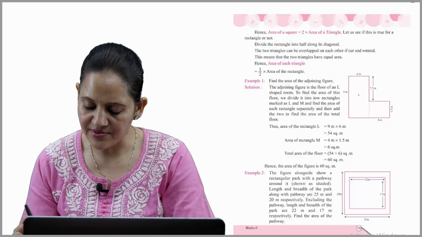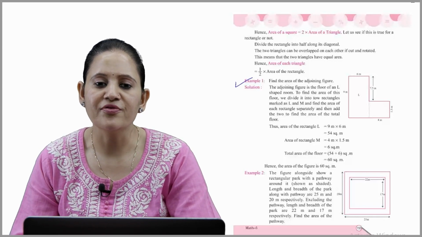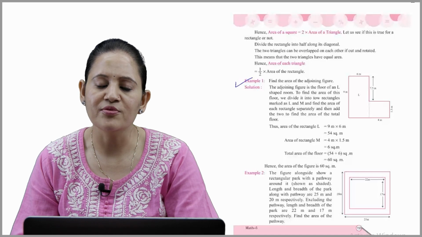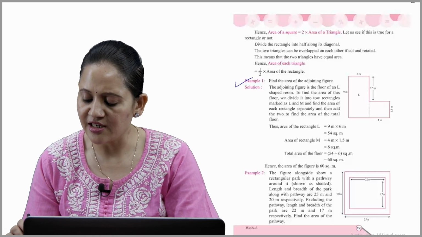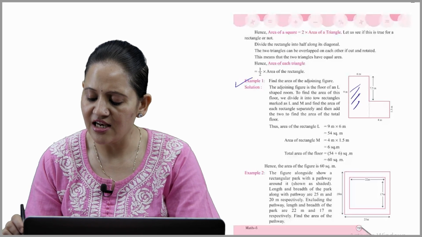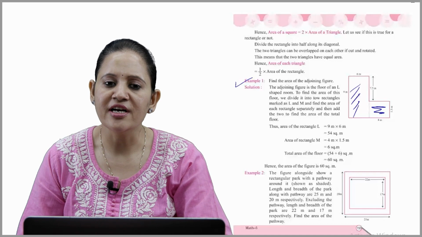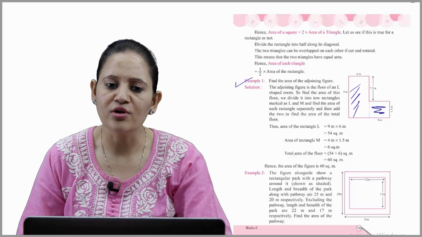Next we'll take an example. Find the area of the adjoining figure. So the adjoining figure is the floor of an L-shaped room. To find the area of the floor, we divide it into 2 rectangles marked as L and M. 2 rectangle में divide किया है. One is this L और एक ये है M. Clear? So first we'll find out the area of L and M separately. Then we'll add the 2 to find the area of the total floor.